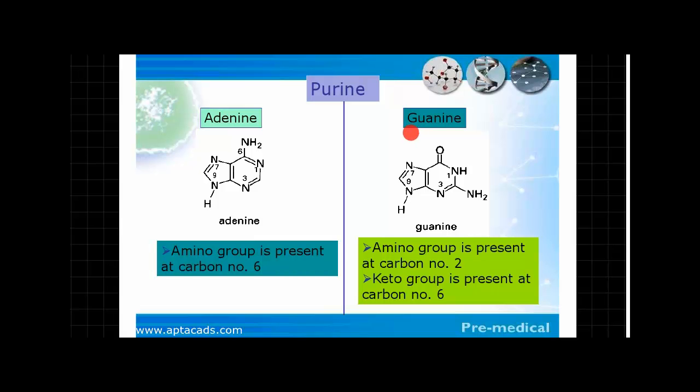Now both adenine and guanine can be differentiated on the basis of the different functional group. For instance, in case of adenine, the amino group is present at carbon number 6. As we can see there, this is the amino group that is present at the carbon number 6. So chemically speaking, adenine can be written as a 6 amino purine. In case of guanine, the amino group is present at the carbon number 2, and at carbon number 6 there is a keto group.